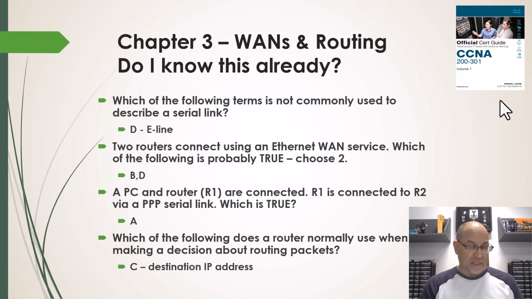PC1 sends data to PC2. Router 1 removes the Ethernet header and trailer. Which of the following is true? Well, the answer to this one is that router 1 does not use the removed Ethernet header or trailer again. And we will see that routers destroy layer 2 frames and then move on.